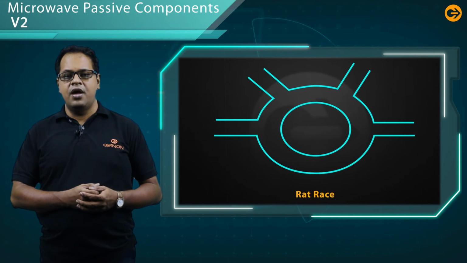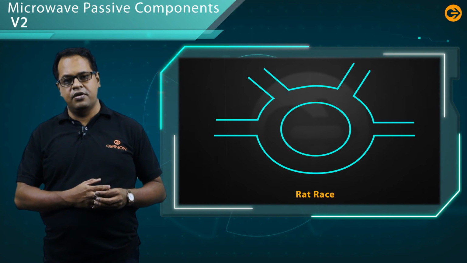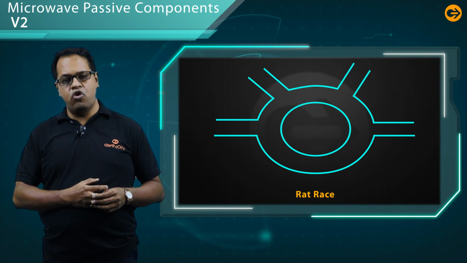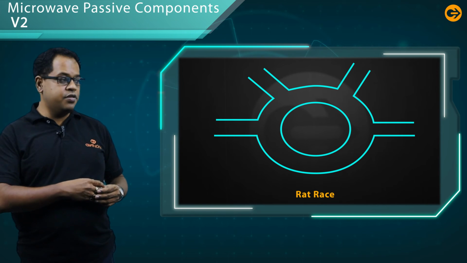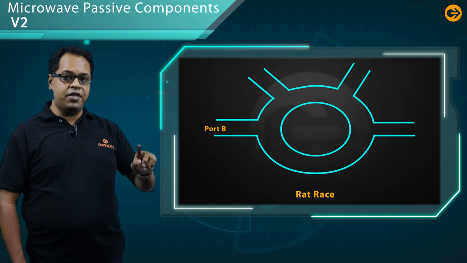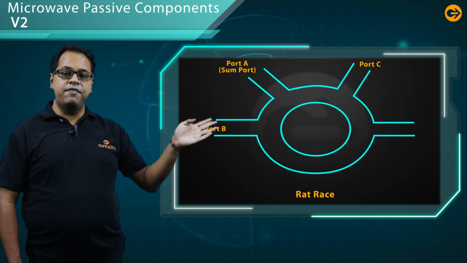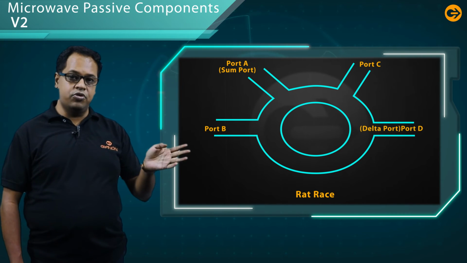Let us discuss another microwave passive component which is known as rat race. Rat race consists of 4 ports. The first port is port B. The second port is port A or the sum port. The third port is port C. And the fourth port is port D or delta port.